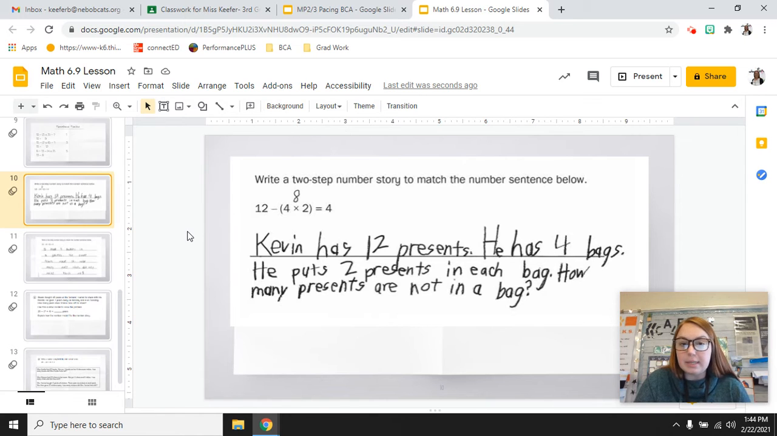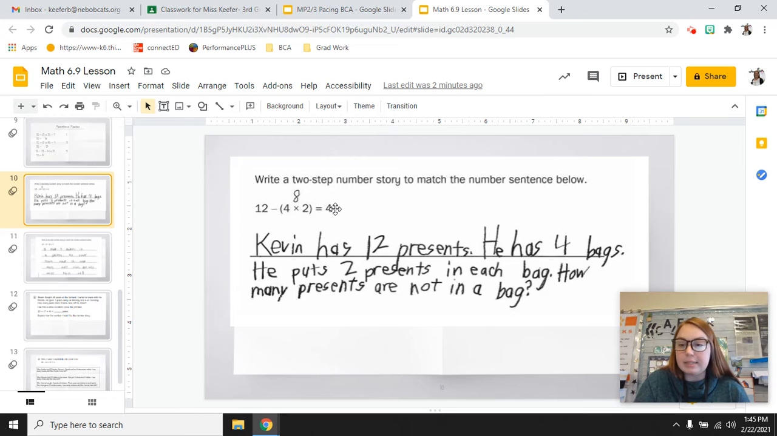The 2 steps in this problem are you first need to multiply 4 times 2 to get 8 presents. Those 8 presents are the ones that Kevin puts in the bags. Then you're subtracting 8 from 12 to get the number of presents that are not in a bag. So 12 is the total, 4 times 2, which equals 8, are how many he's putting in the bags, and then 4 are how many presents are not in the bag.